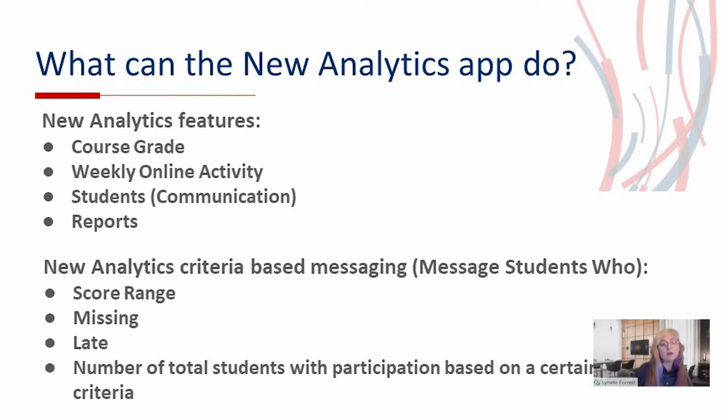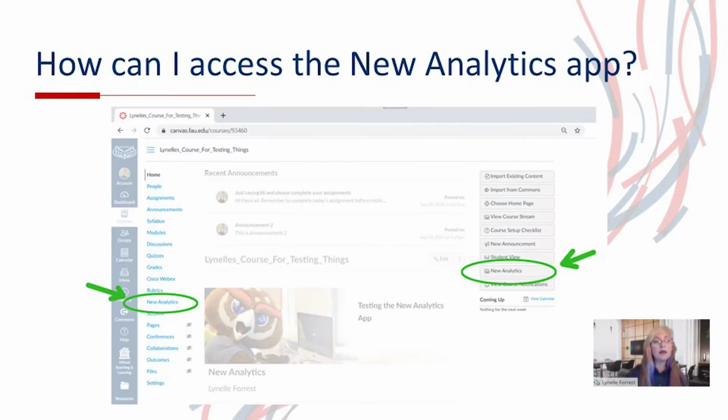I'll go through tabs like course grade, weekly online activity, and students, and the students area has a tab called communication. And I also would like to visit something called reports. So here are a few ways to get to your new analytics app. If you have the ability to be an instructor within Canvas, you have access to this app. You can create your own test courses if you want, and you can also change your settings for your Canvas navigation. So there are a few ways to get to it.